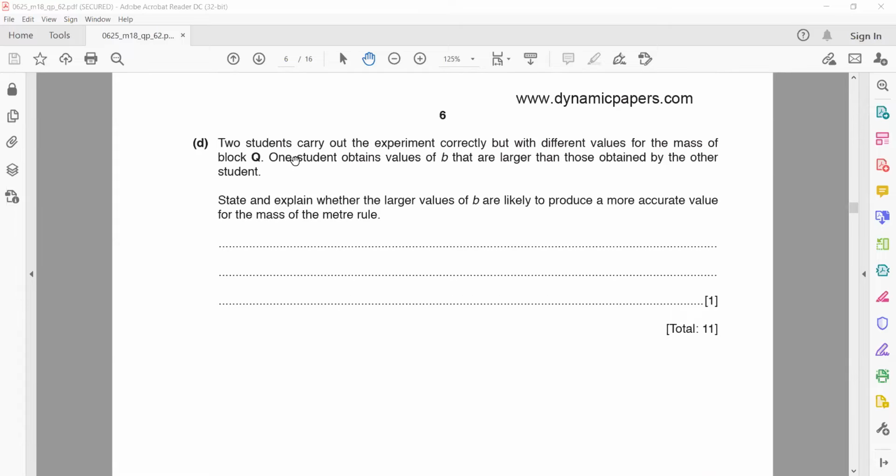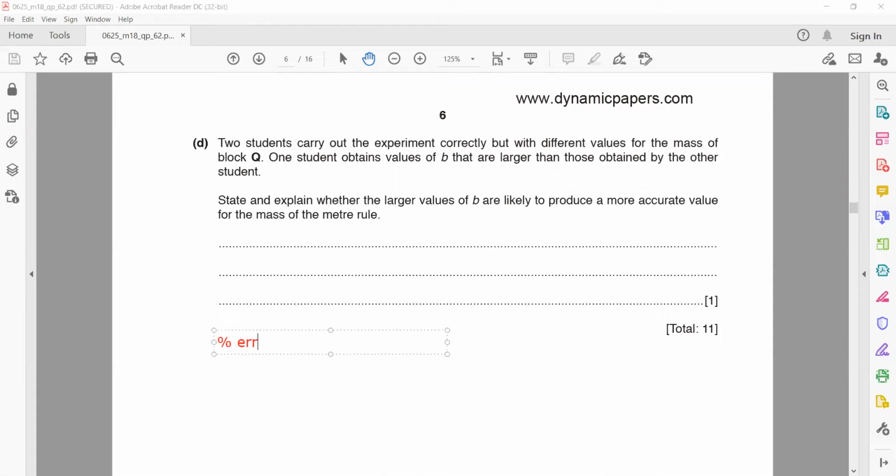Another thing: two students carry out the experiment correctly, but with different values of the mass of Q. One student obtained a value of AB larger than that obtained by the other student. State and explain whether the larger value of AB is likely to produce a more accurate value of the mass of a meter rule. Basically, when you are measuring a large value, the larger value reduces the percentage error. How does the larger value reduce the percentage error?